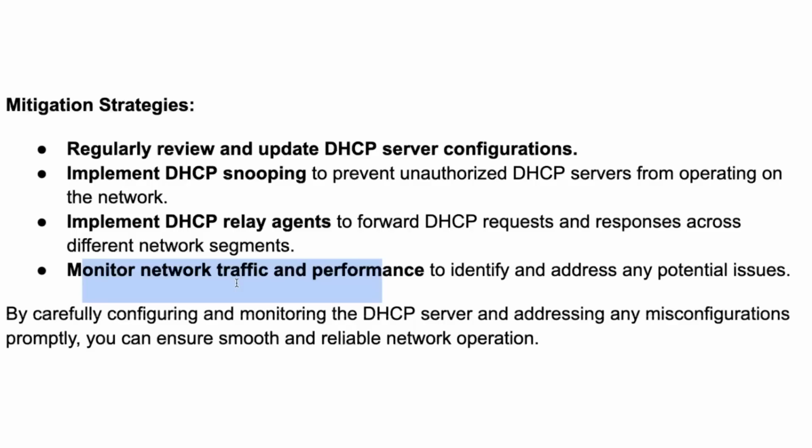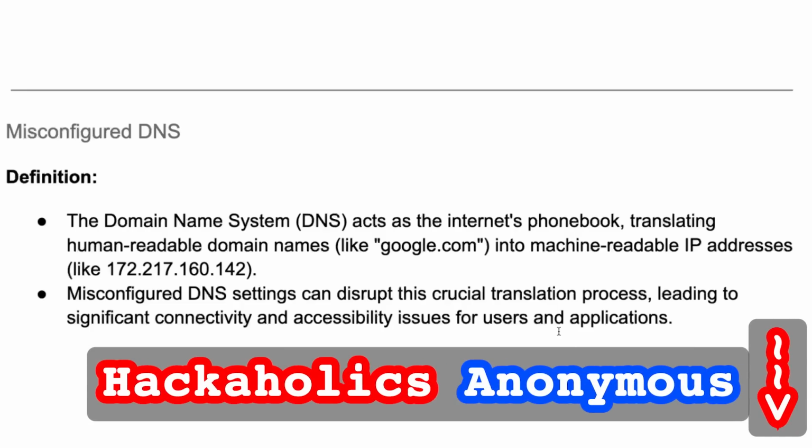You want to run tests regularly just to stay ahead of any potential errors that may arise in the next 2 months or something like that. So by carefully configuring and monitoring the DHCP server and addressing any misconfigurations, you can ensure smooth and reliable network operation. Okay, the next problem that we are troubleshooting for our services is our DNS misconfiguration.